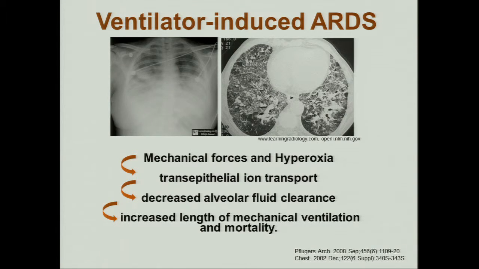But let's go back to modern times again and look at modern ventilator-induced lung injury. What we do know nowadays is that mechanical forces and hyperoxia, especially in combination, but also one at a time, can alter transepithelial ion transport in the lung, which causes a net decrease in alveolar fluid clearance, which then translates into the formation of pulmonary edema. And pulmonary edema by itself directly relates to the length of mechanical ventilation of a patient and to patient mortality.